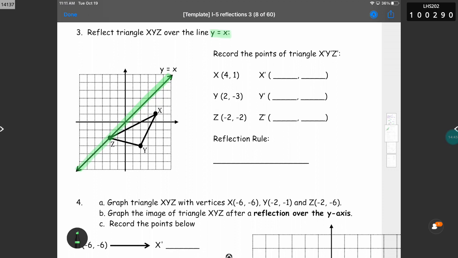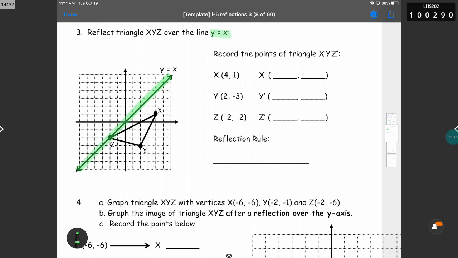Can anybody look at this and tell me what point will not change? Z. Why? Because it's on the line of reflection. That's why it does not change. So I traced over my x, traced over my y, traced over y is equal to x, and then I'm going to put my points Z, Y, and X.